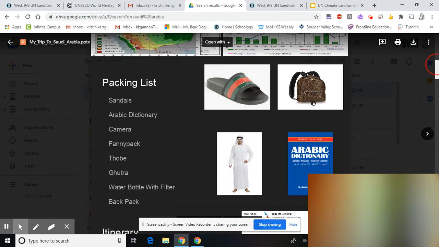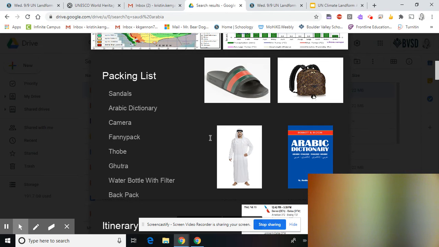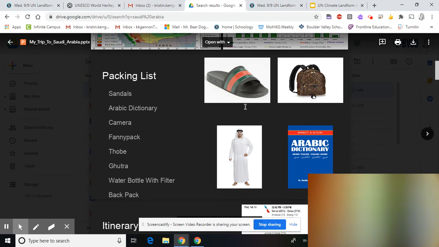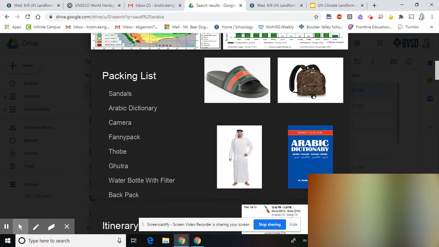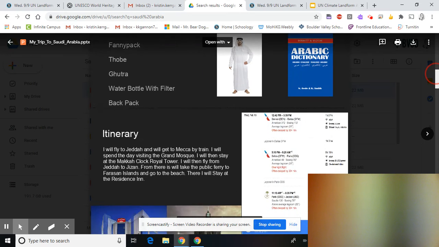His travel packing list, he knew that men in Saudi Arabia, because they wear these robes, they show their wealth by some fancy sandals and fancy backpacks and even a fancy pen. So this is called thobe, and he is just blinging it out on the edges.